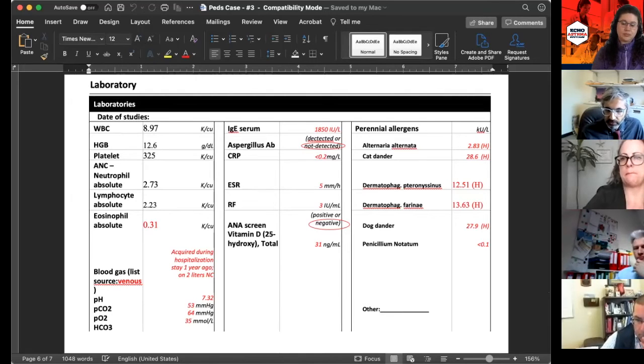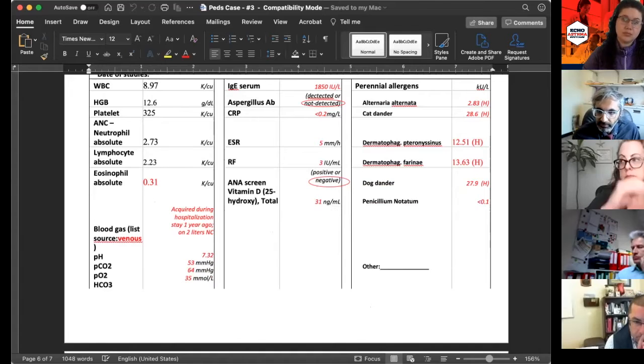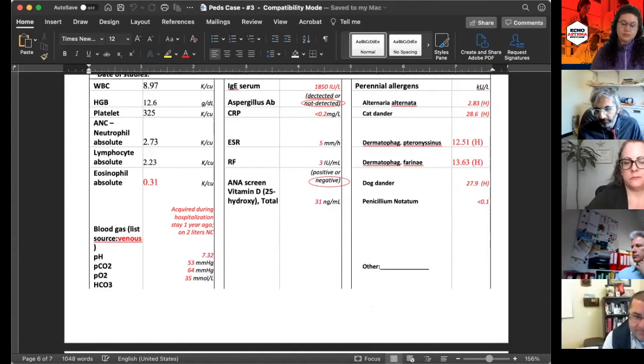Also, in terms of screening, she did not have any recent travel history since birth to any international location, so we weren't concerned about any parasites or anything like that. In terms of allergen history, she's allergic, like the mom said, to many, many things. So we confirmed that through our serum testing.